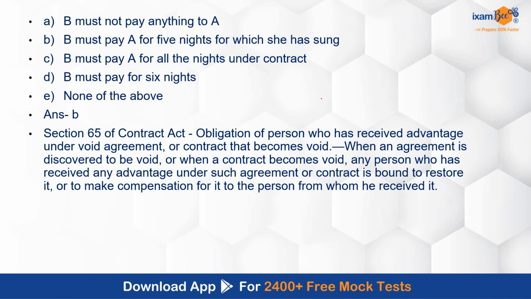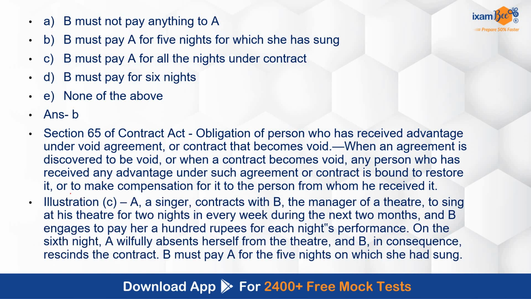This is Section 65 of the Contract Act, obligation of person who has received advantage under void agreement or contract that becomes void. So when an agreement is discovered to be void or when a contract becomes void, any person who has received any advantage under such agreement or contract is bound to restore it or to make compensation for it to the person from whom he received it. This question is from illustration C.